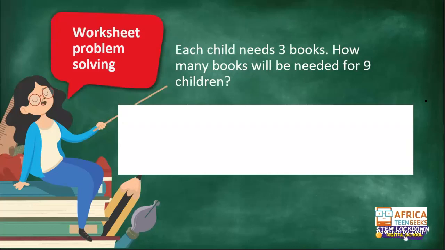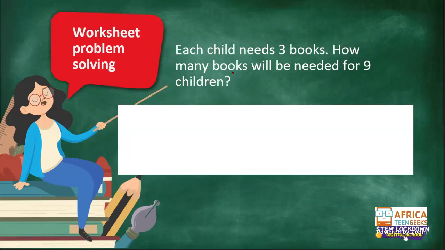Now, on the 3 times table, we have a problem sum to solve. We're going to read it first. Each child needs 3 books. How many books will be needed for 9 children? So we were busy with the 3 times table. So we look at it this way.